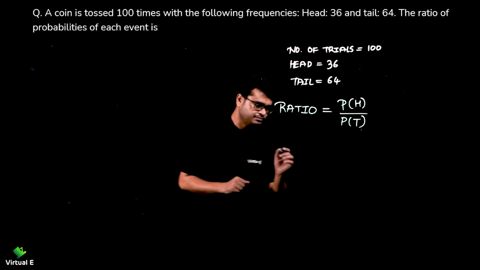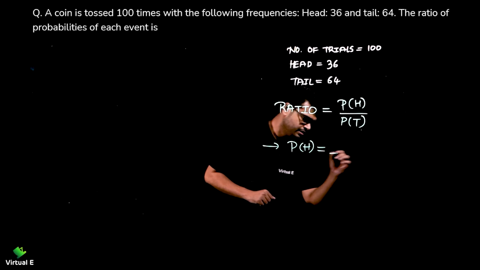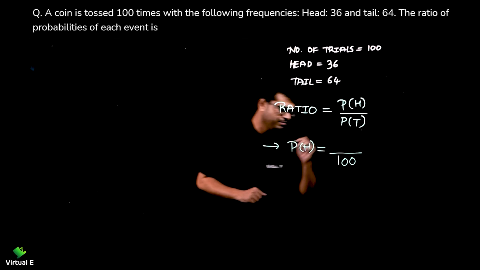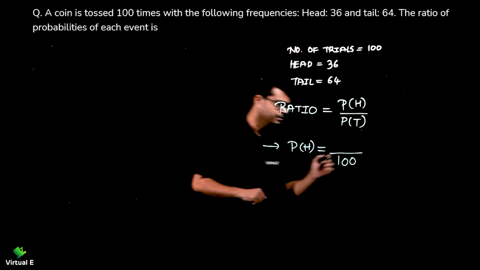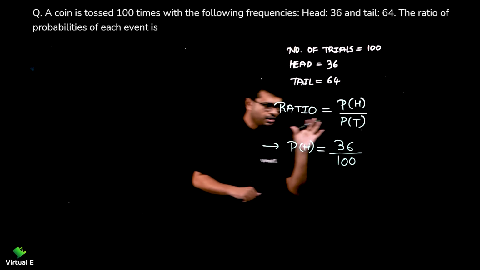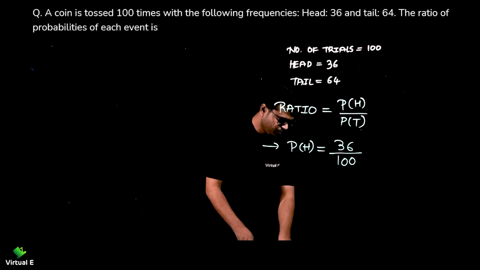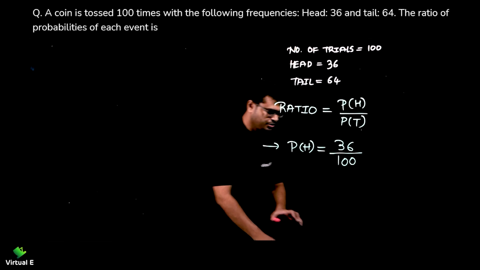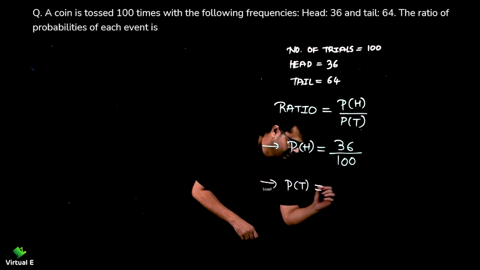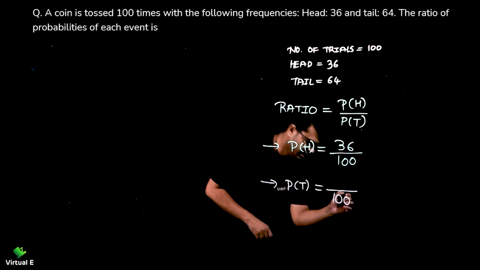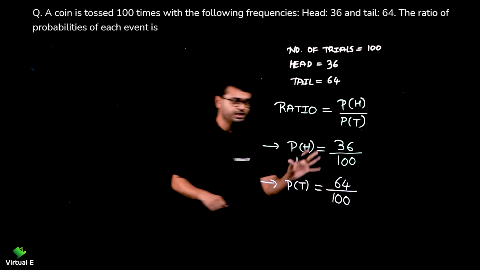So first of all, let's start with probability of head. Here, number of trials is going to remain the same, that is 100. And how many times does head appear? That is 36. Now wait here, don't do cancellation. This is the beauty of the ratio. Next, probability of tail. So number of trials is 100 and tail is coming 64 times. Keep it as it is.